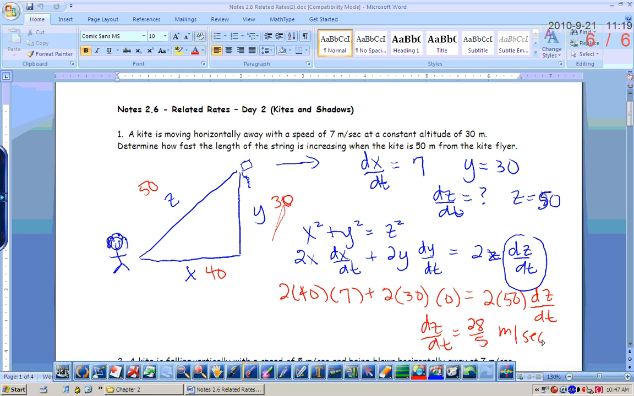Okay, now, someone said, do I even have to do dy/dt in this problem? How could I have kind of left out the dy/dt to begin with? Any thoughts?